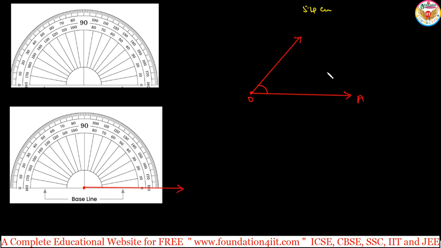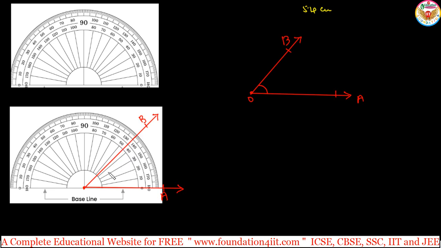Let these be A and B. The baseline should focus on A. Next, this is B. Now I am placing the protractor on this, and you can measure. Compulsorily, of these two rays, one should be on the baseline. Now 0, 10, 20, 30, 40, and in between 40 and 50 it is.